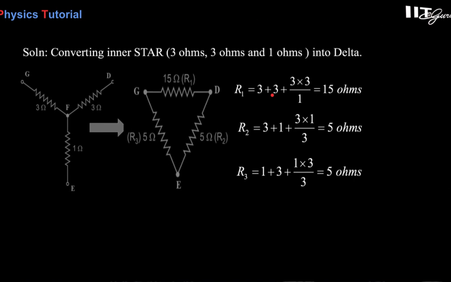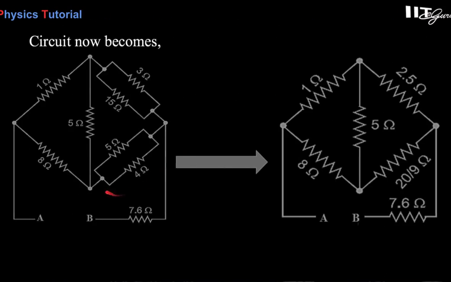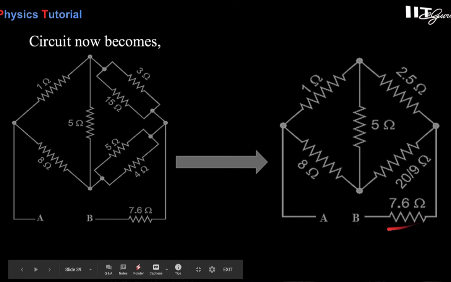That 4 and 3 ohm, look at the point here. This one is 4 ohm, this one is 3 ohm. And 15 and 5, this point GD and E, and here that is 5 ohm, another one. So 15, 5 and 5, that was from delta. Now these two are in parallel, and these two are in parallel. Once again, let's see over here, 2.5 and this 20 upon 9, and then 5 ohm. And here 7.6 as it is, and 1 and 8 as it is.